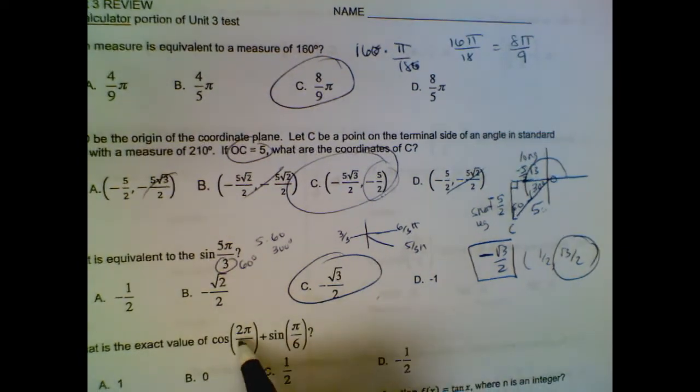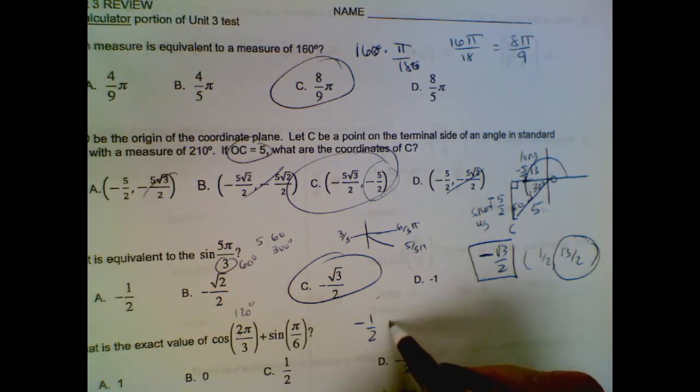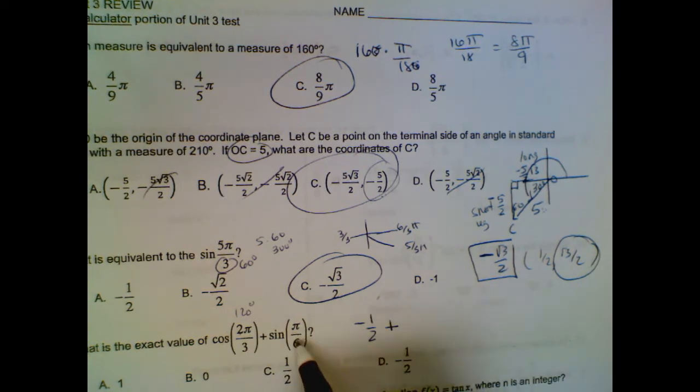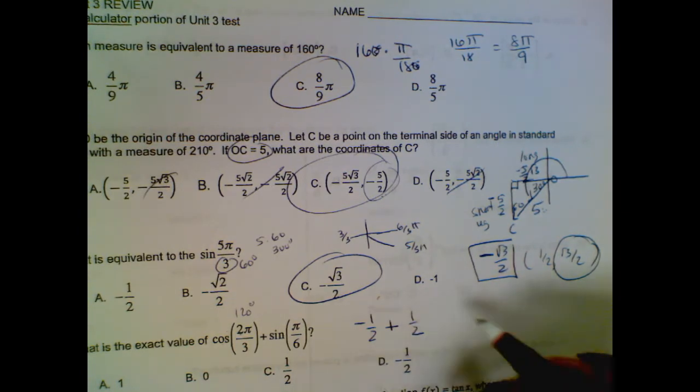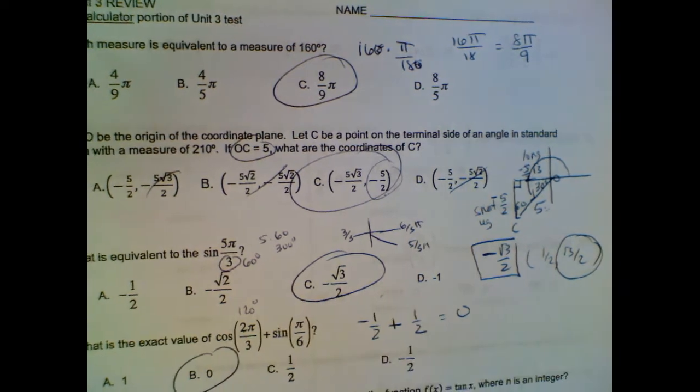What is the exact value of this? Cosine of a 60 is 1/2. It's in the 2nd quadrant because that's 2 60s. That's 120. So this is really 120 degrees. So cosine of a 60 is 1/2, but it's negative. So right now we're looking at negative 1/2 plus the sine of pi over 6 is also 1/2, but it's 1st quadrant. So this answer should be 0. B.